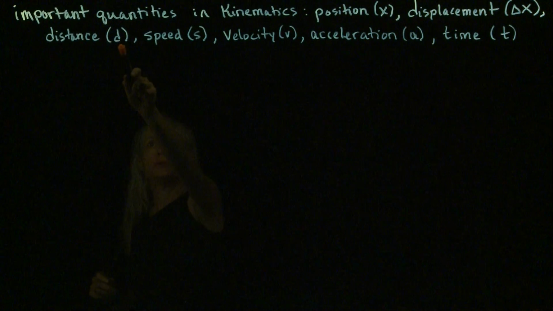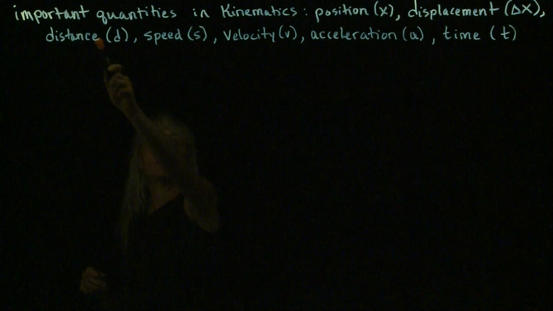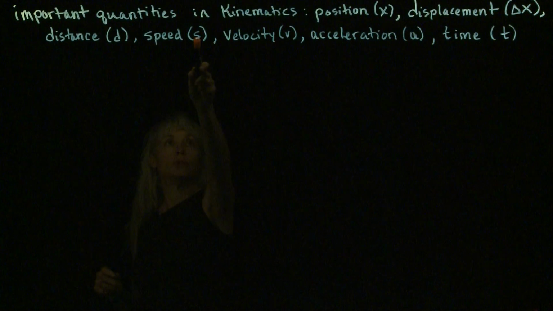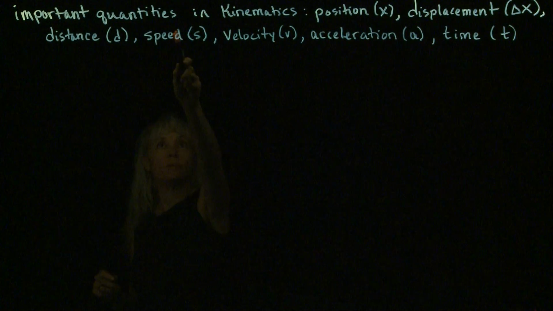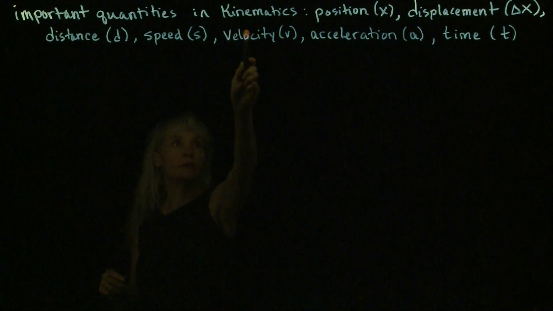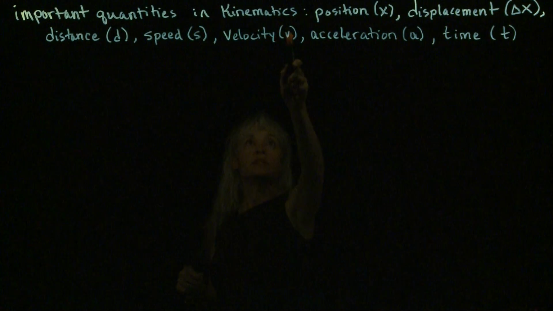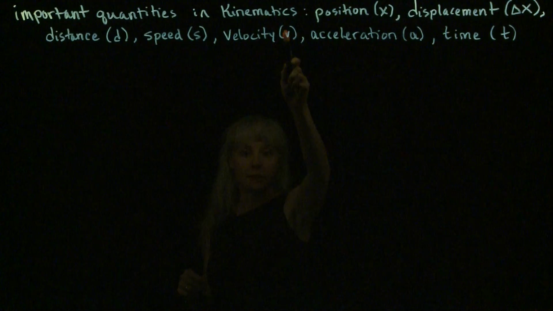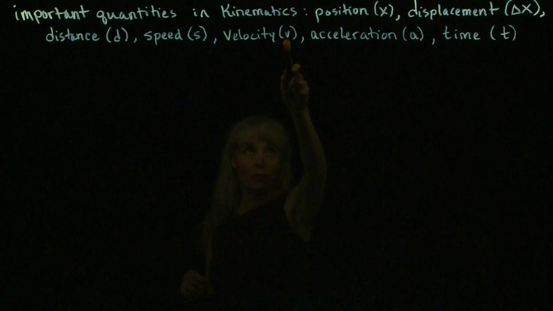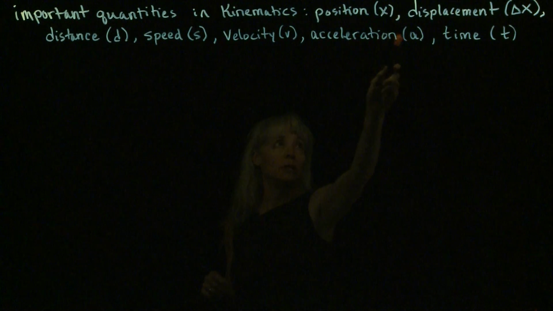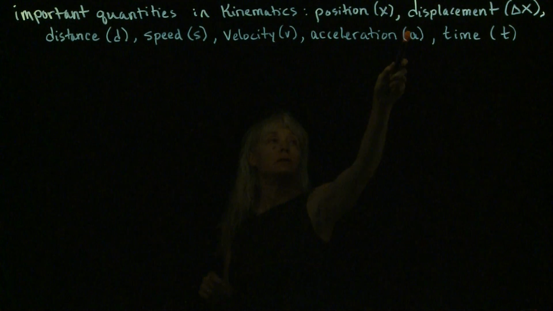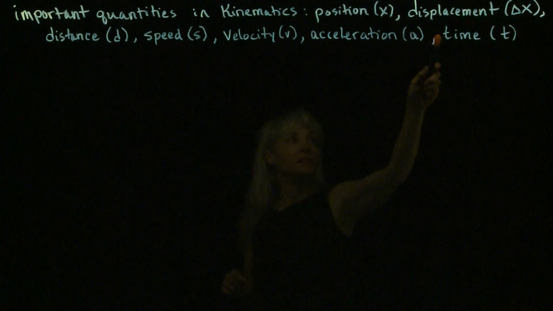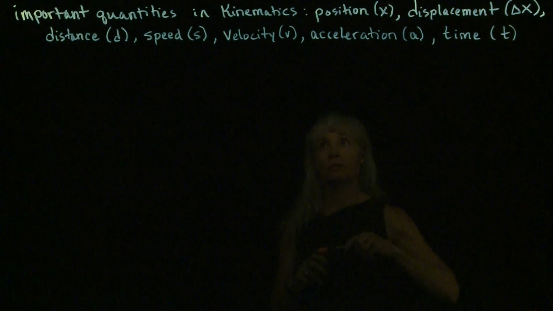Distance gets the symbol d, and this is just the total ground covered. Speed gets the symbol s, which is the distance an object travels divided by the time it takes to travel that distance. Velocity gets the symbol v and is displacement over time. Acceleration gets the symbol a and is change in velocity divided by time. And time, of course, gets the symbol t.